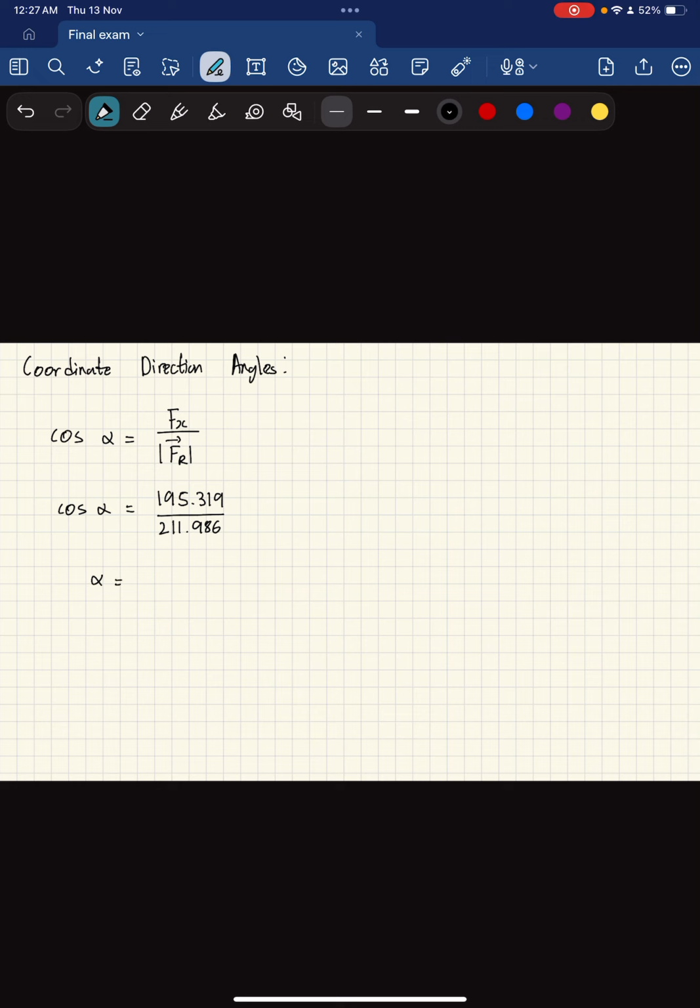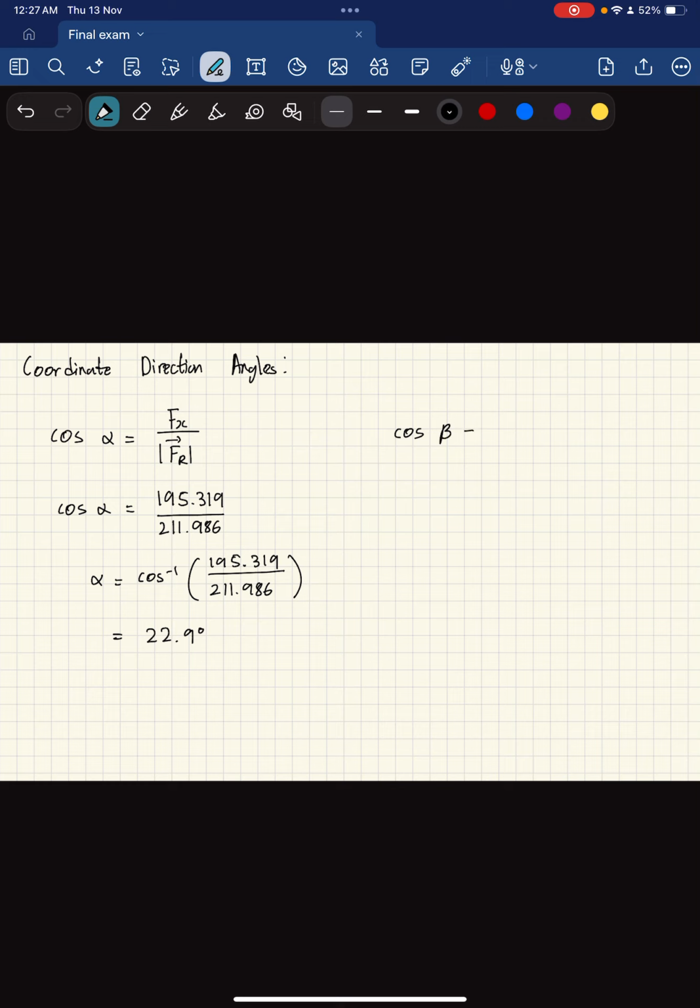And your alpha would be, you take the inverse of cosine of 195.319 over 211.986. That's about 22.9 degrees. That's your alpha.